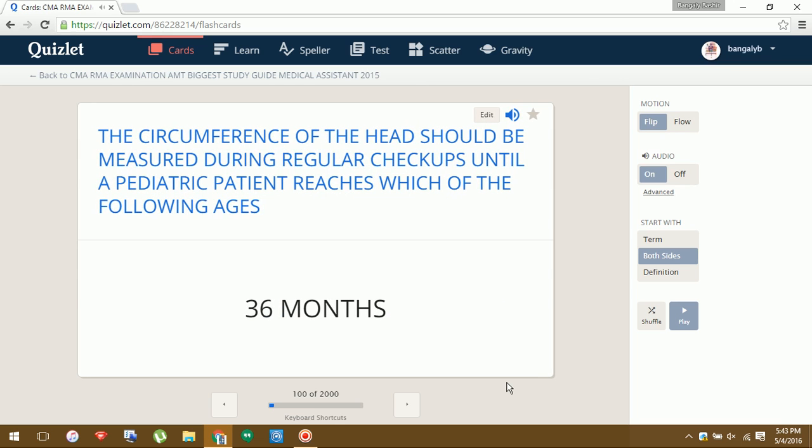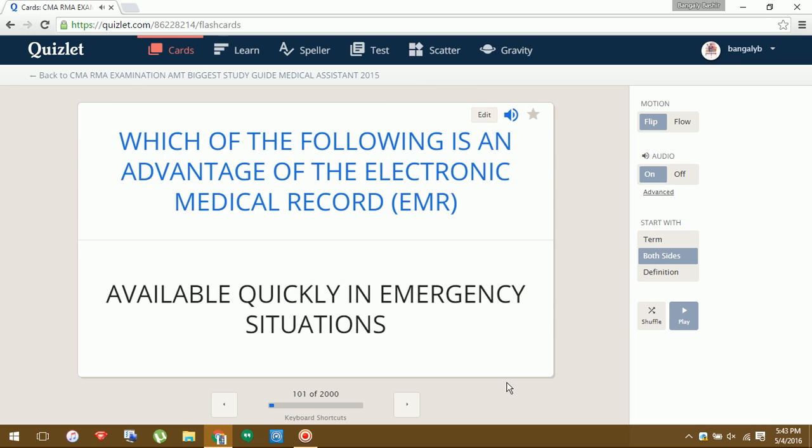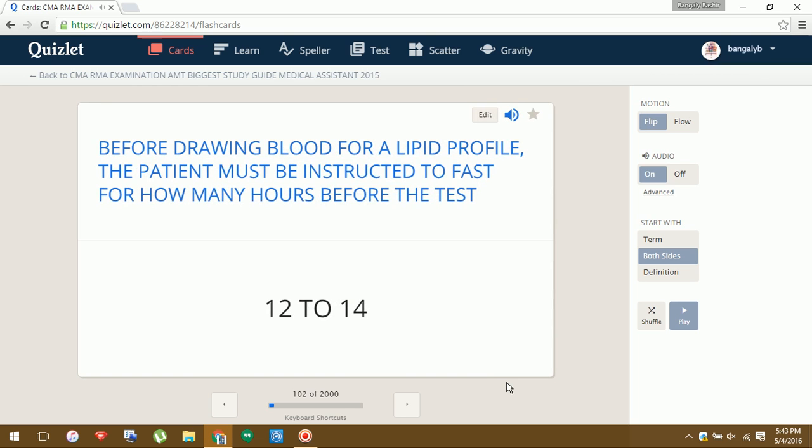The circumference of the head should be measured during regular checkups until a pediatric patient reaches which of the following ages? 36 months. Which of the following is an advantage of the electronic medical record? Available quickly in emergency situations. Before drawing blood for a lipid profile, the patient must be instructed to fast for how many hours before the test?